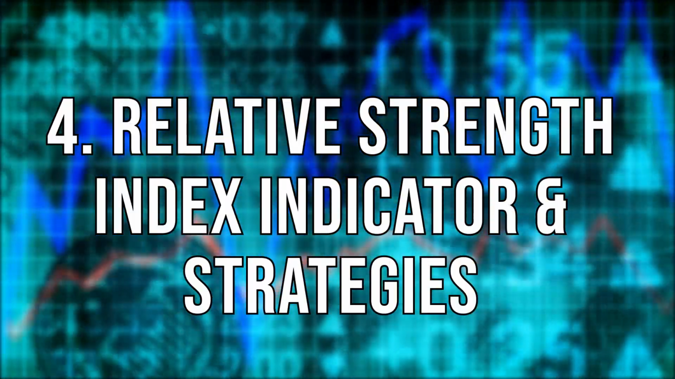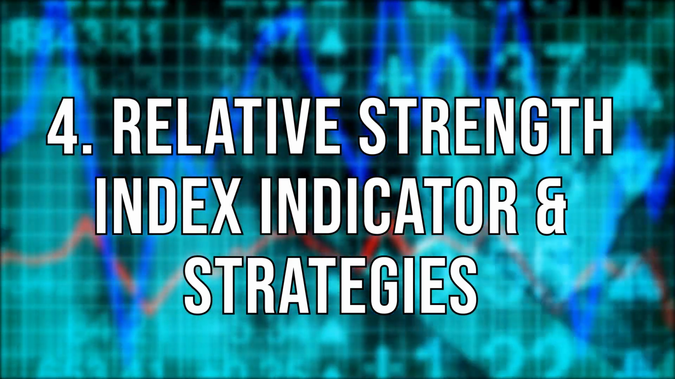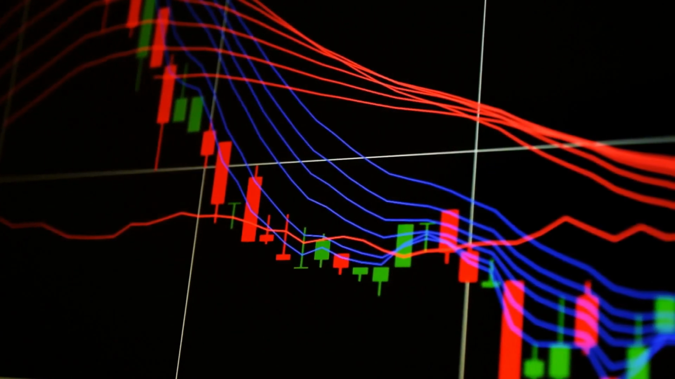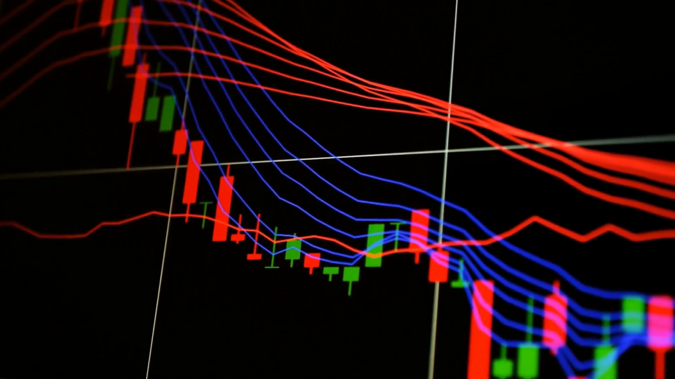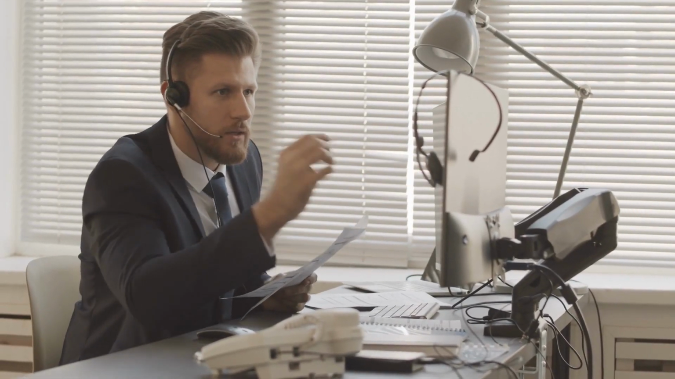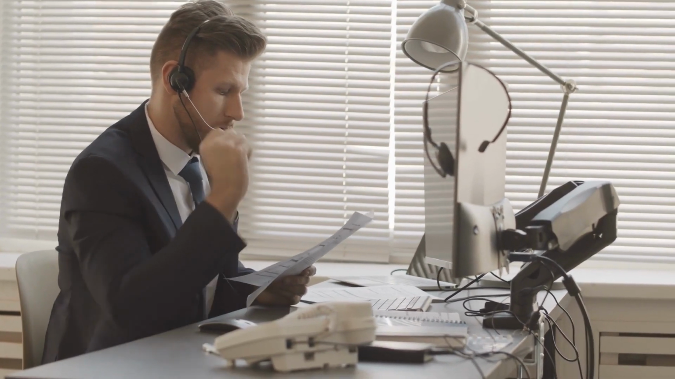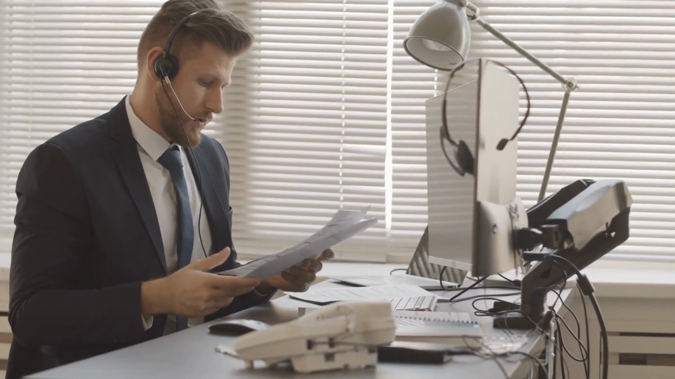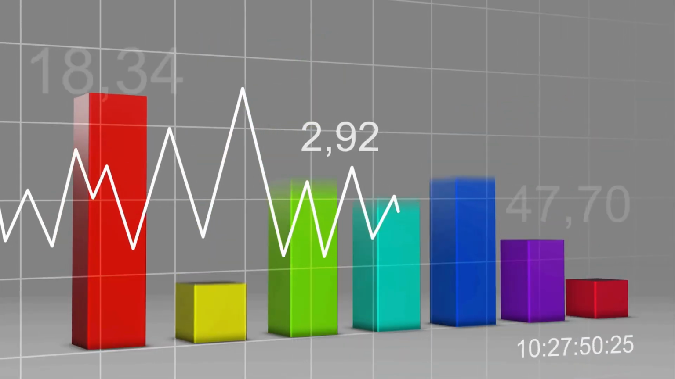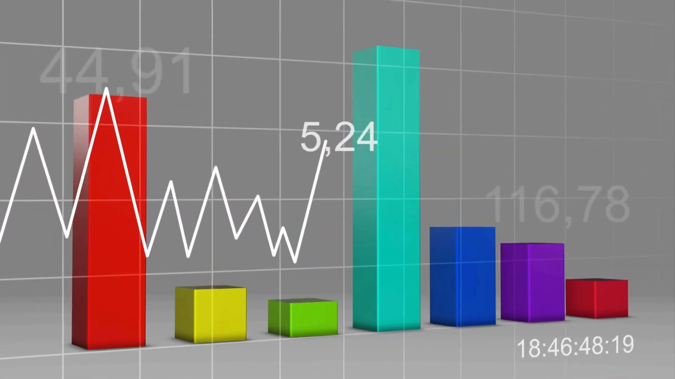Number 4. Relative Strength Index Indicator and Strategies. A Forex trading indicator is the Relative Strength Index. This Relative Strength Index is compatible with different trading methods and may be used with any Forex currency pairings. The Relative Strength Index, RSI, is the short name for this metric. Between 0 and 100, the Relative Strength Index fluctuates.